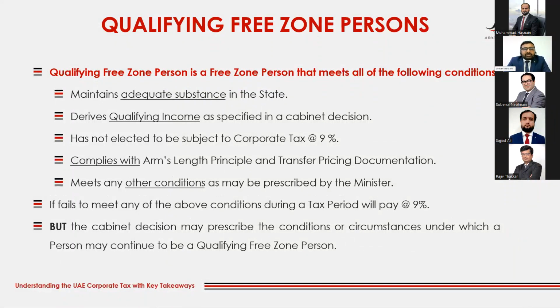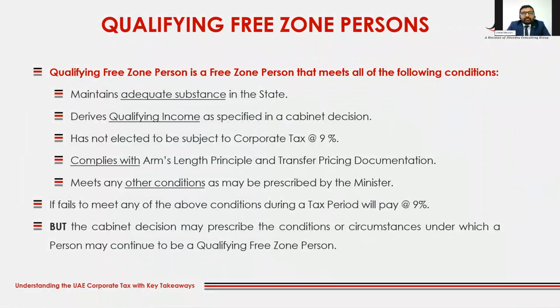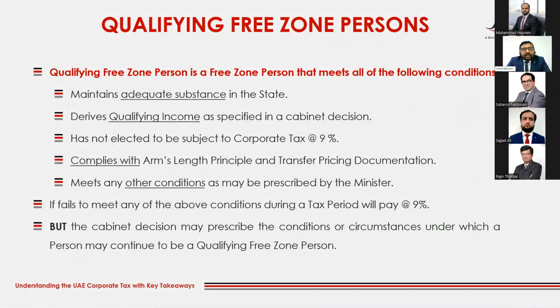So what are the provisions under which a free zone person will be considered as a qualifying free zone person? Let's understand that. The first one is that they should maintain adequate substance in the state. What is adequate substance? Again, not defined in law, but if we take the reference from the ESR law, then the company should have a physical office, physical premises, and employees in the UAE. And again, that is subjective, it may differ from company to company. The second provision is that they are having qualifying income. Qualifying income, as I informed, is not clear yet. Third one is they have not elected to pay 9% corporate tax.